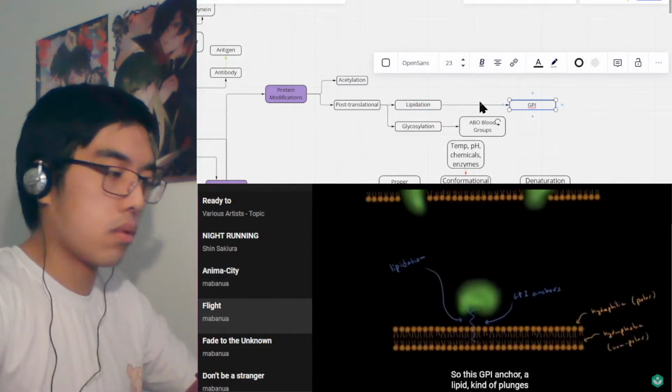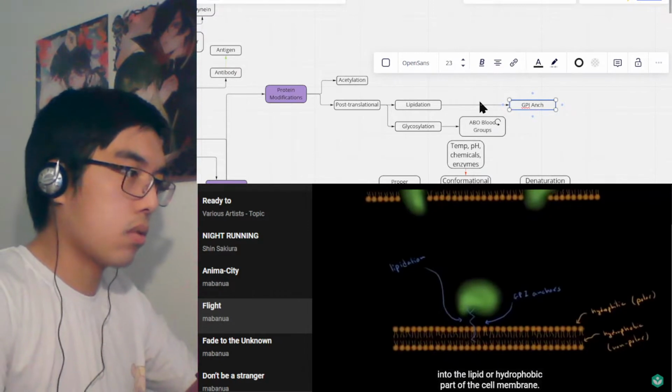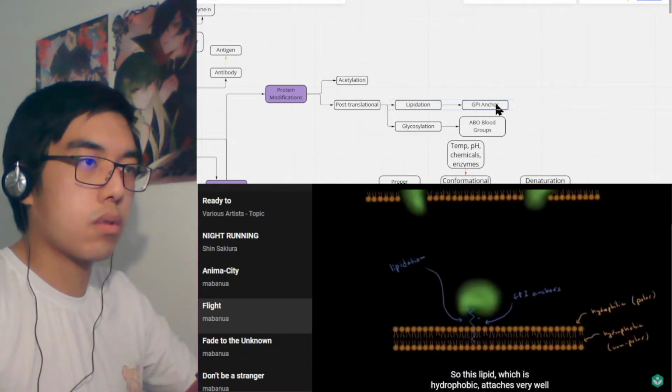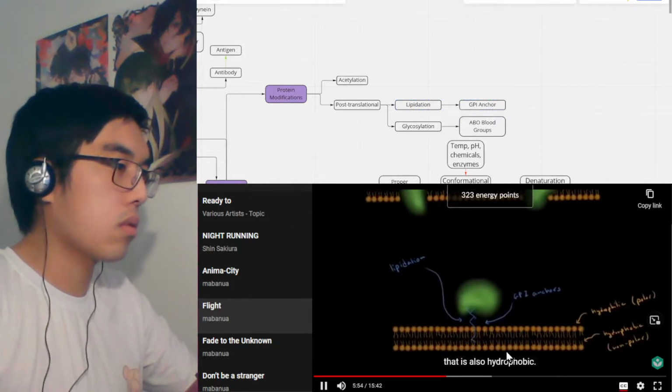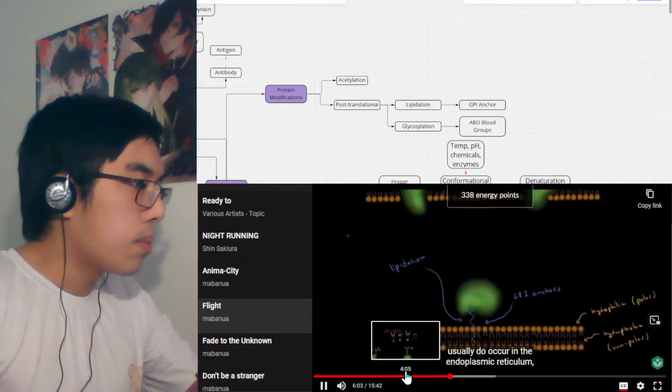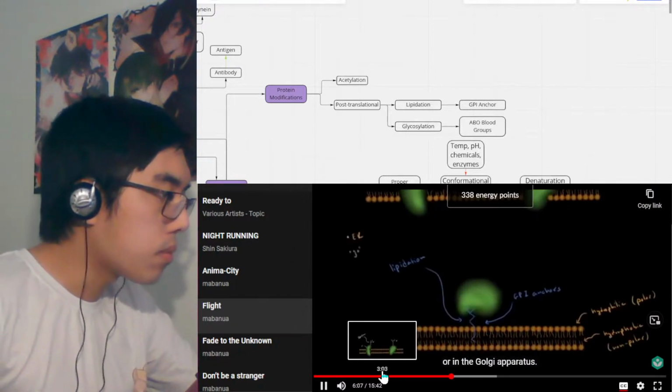So this GPI anchor, a lipid, plunges into the lipid or hydrophobic part of the cell membrane, and we know that like substances, both hydrophobic, attach very well to each other. So this lipid, which is hydrophobic, attaches very well to the inner part of the cell membrane that is also hydrophobic. That's how it helps to attach the protein to the cell membrane. Both glycosylation and lipidation usually occur in the endoplasmic reticulum or in the Golgi apparatus.